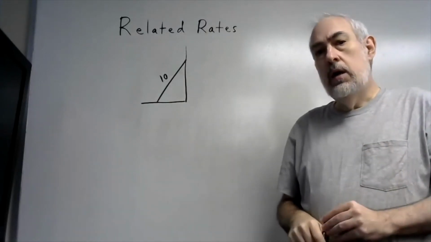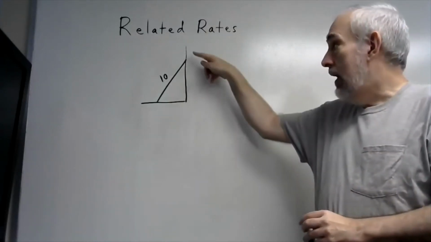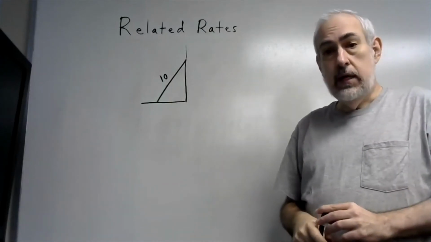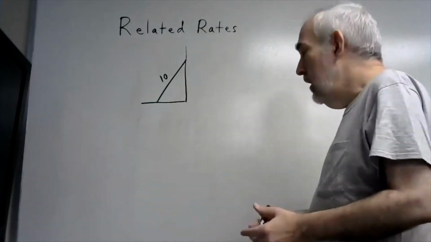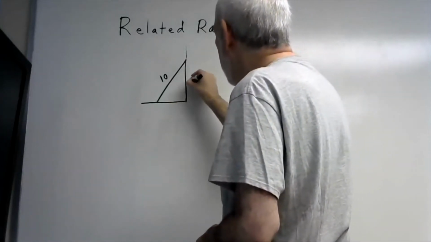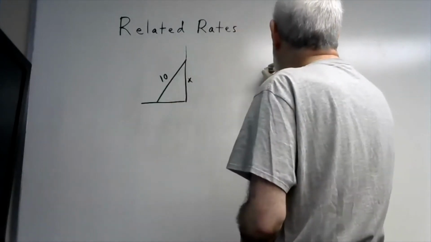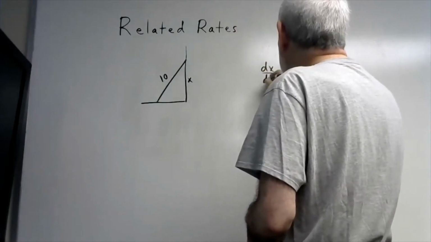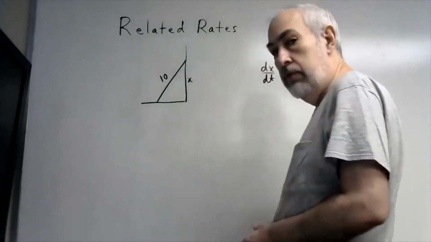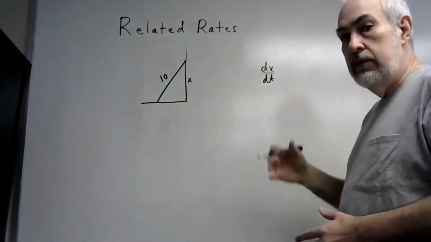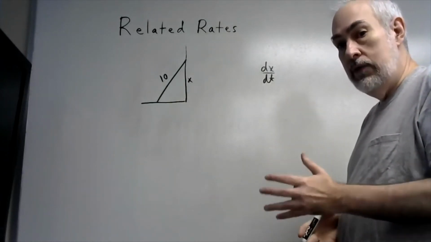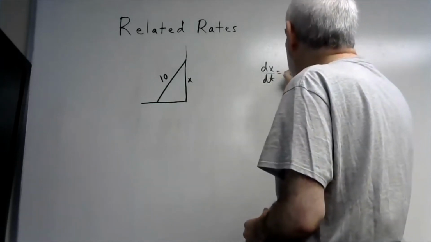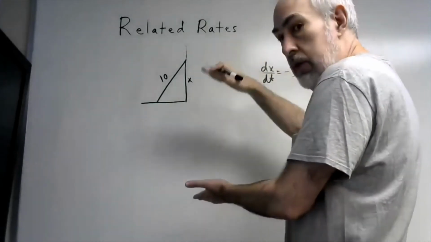Then we know the top of the ladder is sliding down the wall at a rate of 3 feet per second, okay? So what you want to do on your picture is label this length a variable x. And since I said it was going down the wall at a rate of 3 feet per second, that means the rate of change of x with respect to time, in other words, dx/dt, is -3. Negative because it's decreasing at a rate of 3 feet per second.